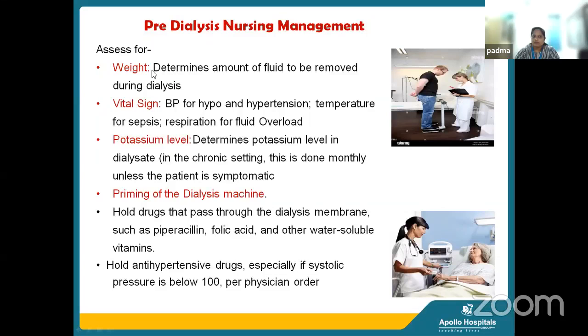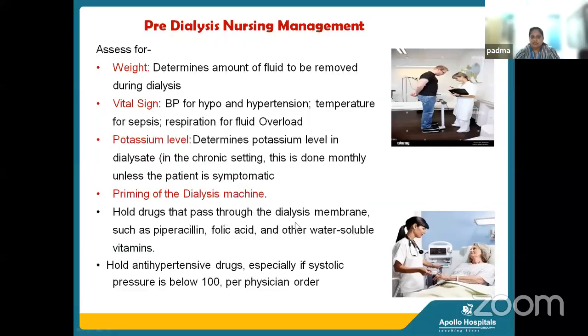So when we receive the patient to the unit, we need to check the pre-dialysis weight, so that we know how much weight gain the patient had, and according to that, the doctor will advise the ultrafiltration rate. And vital checking. Before dialysis, we need to check the patient's vital status, so that we can adjust the hypertensive medicines, or check temperature for sepsis and respiration for fluid overload. And potassium level: determine the potassium level in the dialysis patient in the chronic setting. This is done monthly unless the patient is symptomatic. And priming of the dialysis machine.